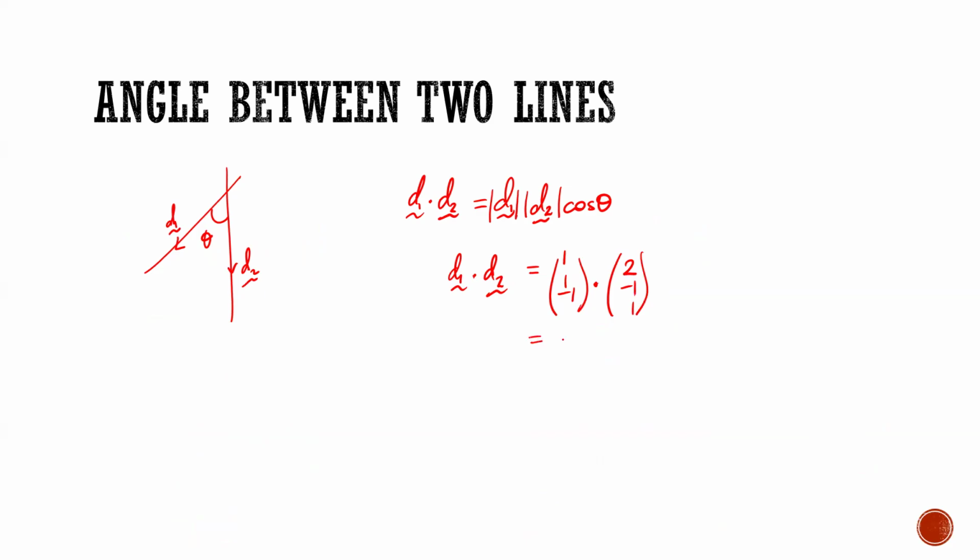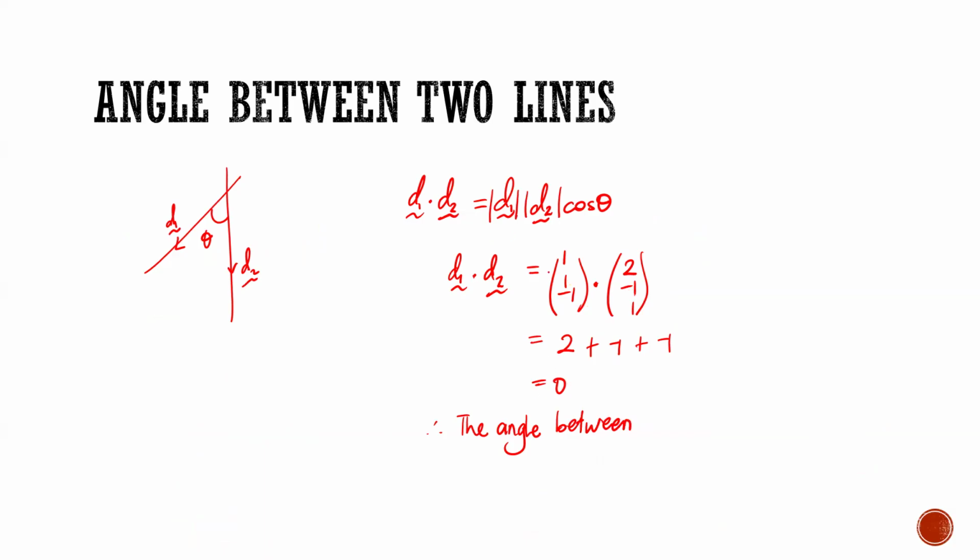Find that dot product: that's going to be 1 times 2, which is 2, plus 1 times -1, plus 1 times -1. This gives us 0. But we know that if the dot product of two vectors is 0, then those two vectors must be perpendicular. So the angle between the two lines is 90 degrees, simply because their dot product is 0.